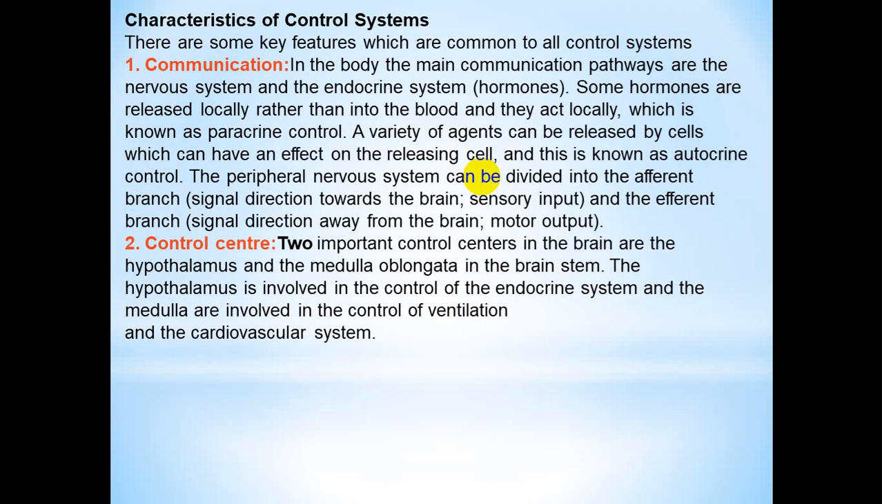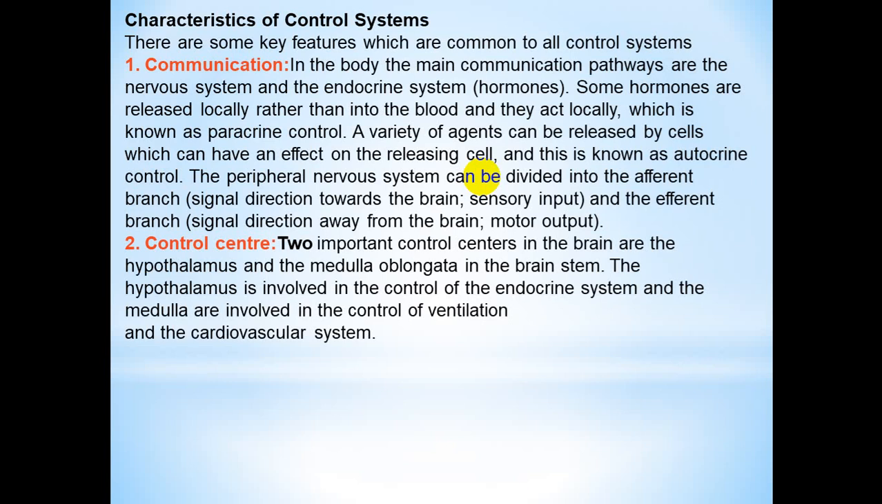A variety of agents can be released by a cell which can have an effect on the releasing cell, and this is known as autocrine. Autocrine is when the same cell releases the hormones, and these hormones, as we took in S1, act on the wall of the same cell.